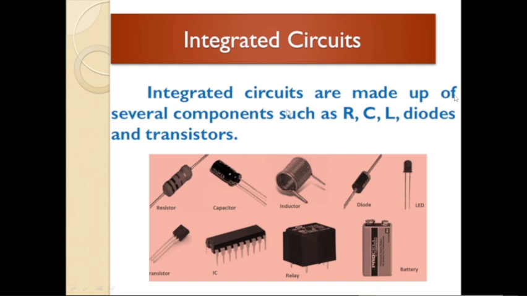Class, I am going to explain to you about integrated circuits. Integrated circuits are made up of several components such as resistors, capacitors, inductors, diodes and transistors. You can see the images of the components that have been used in an integrated circuit. That's why we call it integrated.